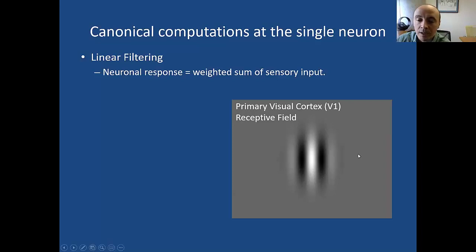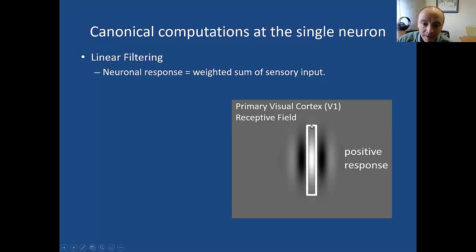These have their history in the work of Hubel and Wiesel, who discovered orientation selectivity in primary visual cortex, which was one of the principal findings leading to their Nobel Prize. What we know about V1 neurons, or primary visual cortex neurons, is that they have these elongated receptive fields, and they respond to the presentation of light increments or decrements.